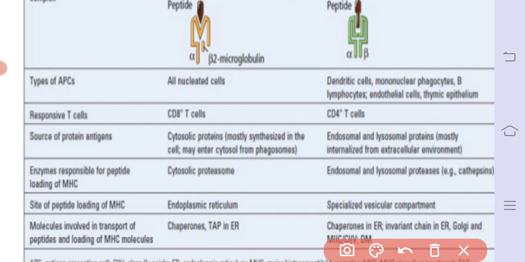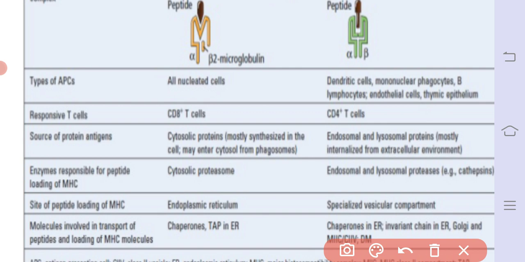The next point, the enzyme responsible for peptide loading of MHC. The cytosolic proteasome is responsible for peptide antigen loading for the MHC class I molecule, whereas the endosomal and lysosomal proteases, for example cathepsin, are responsible for peptide loading on the MHC class II molecule.